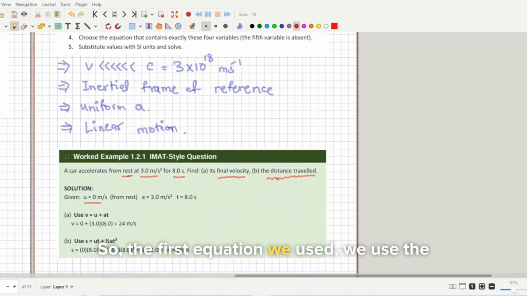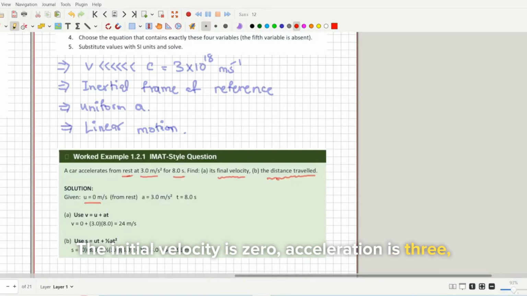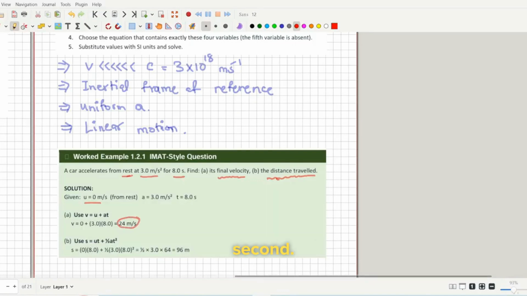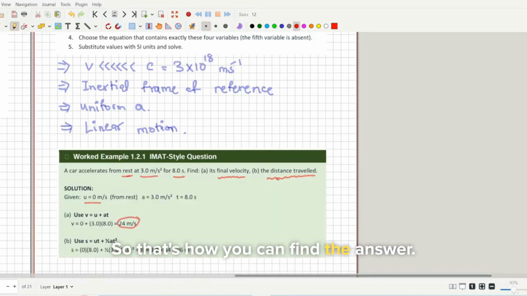So in the first equation we use the values. The initial velocity is 0, acceleration is 3, the time is 8 seconds. The answer for final velocity is 24 meter per second. So that's how you can find the answer.